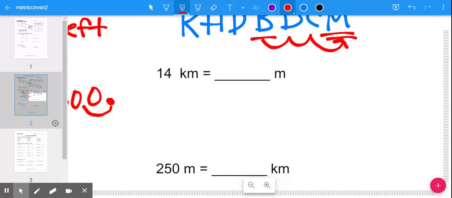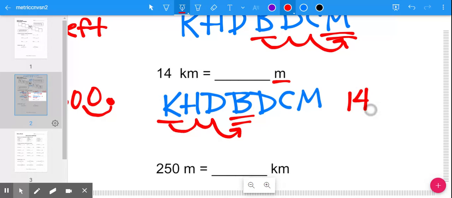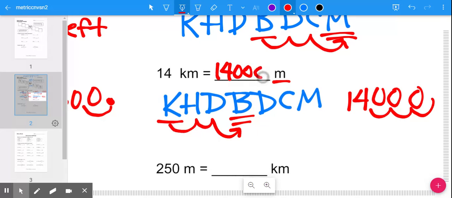The next one, from kilometers to meters. So we're going from kilo to your base unit, just meters. So remember, meters, liters, and grams are all represented by that base unit. So we're going to go 1, 2, 3 units to the right, so that 14 becomes 14,000 meters.